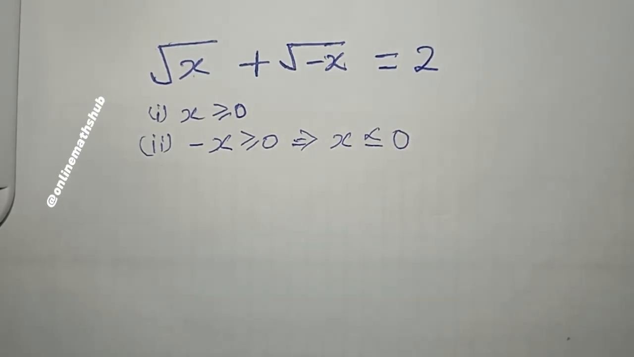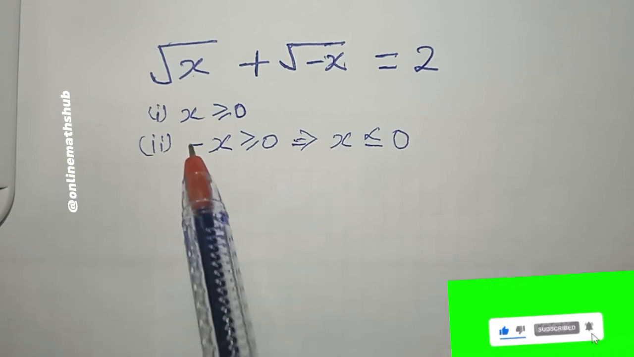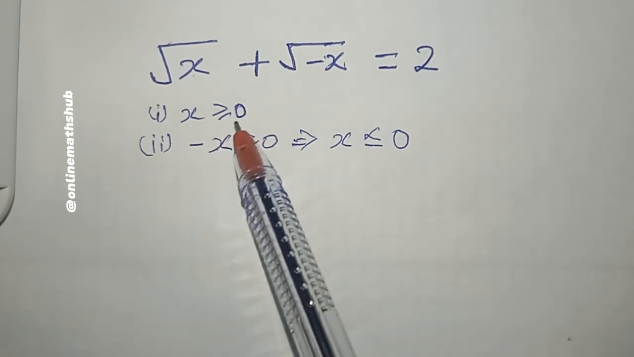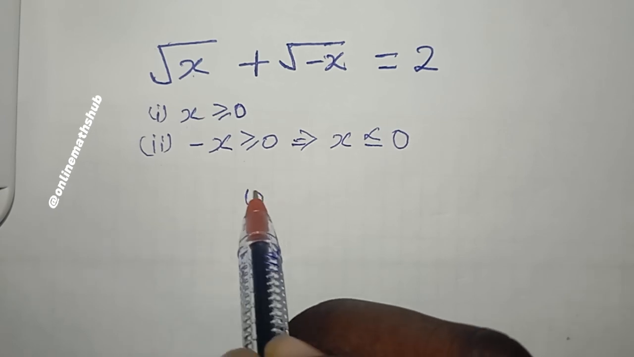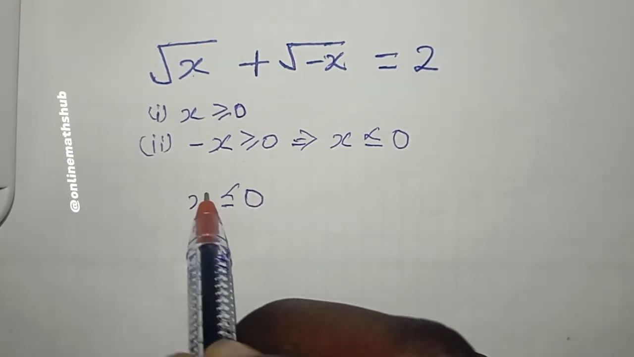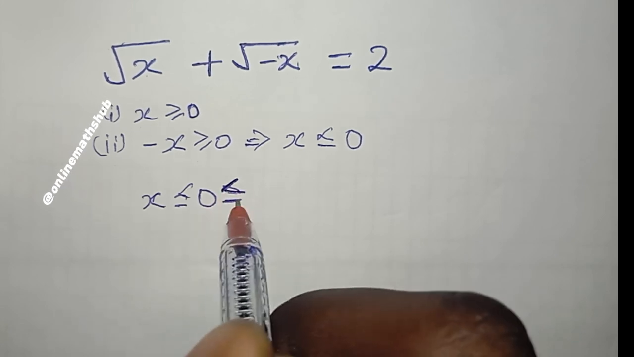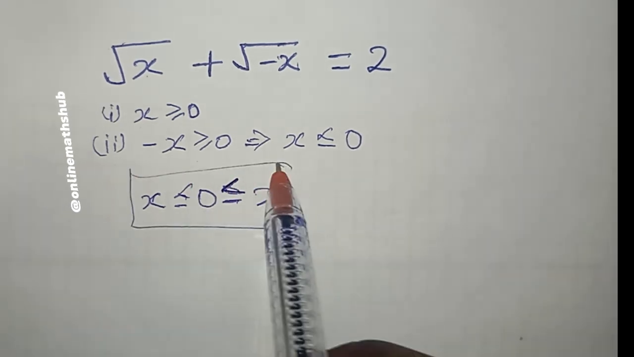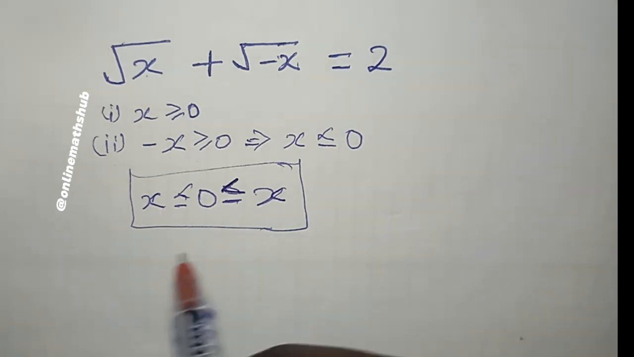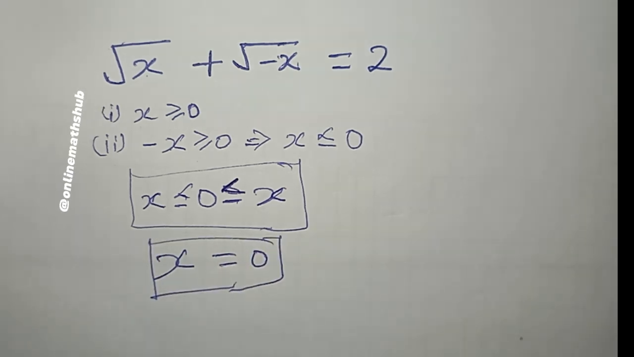So we have a case where the solution to this equation is showing us that first x is going to be greater than or equal to 0, and then the same x is going to be less than or equal to 0. So x is less than or equal to 0, and of course the same x will still be greater than or equal to 0. And the only value of x that is going to satisfy this relation is x equal to 0. So this is the first solution which we are getting, that x is equal to 0.